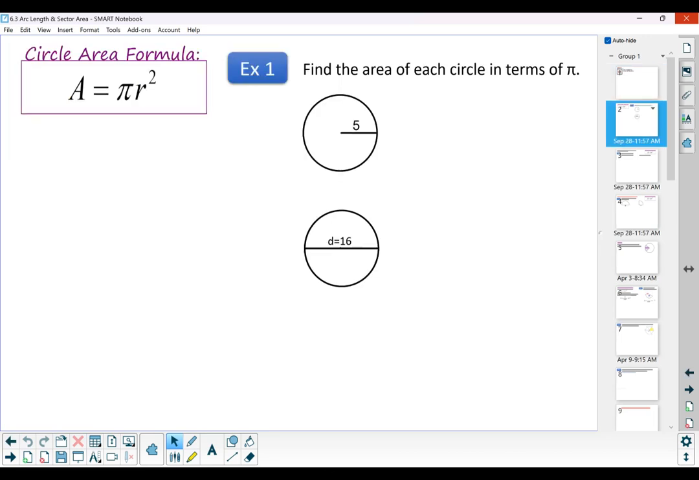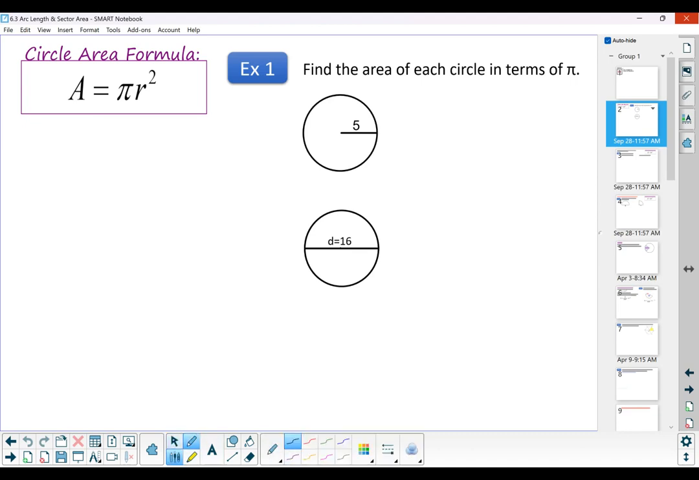We're actually going to start with area. So you should be familiar with the formula for the area of a circle. Area of a circle is pi r squared. So we're going to find the area of these two circles just to warm us up.